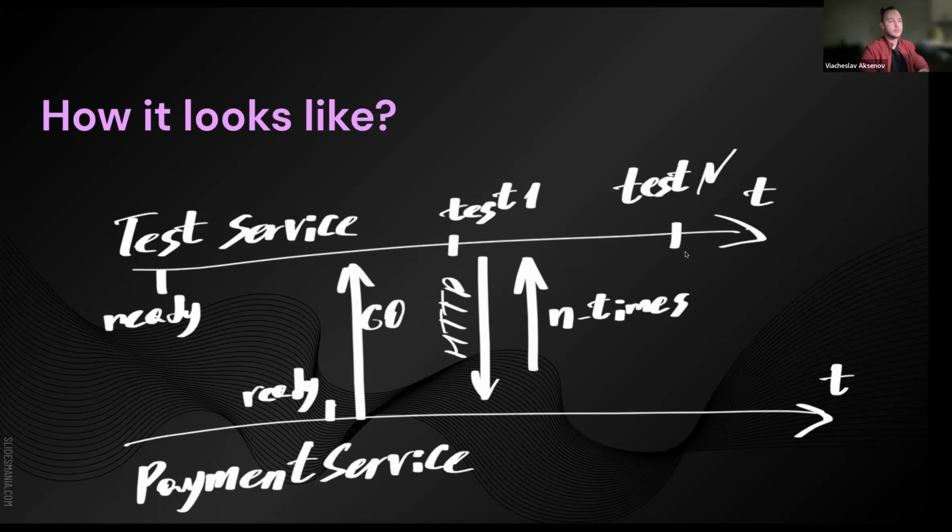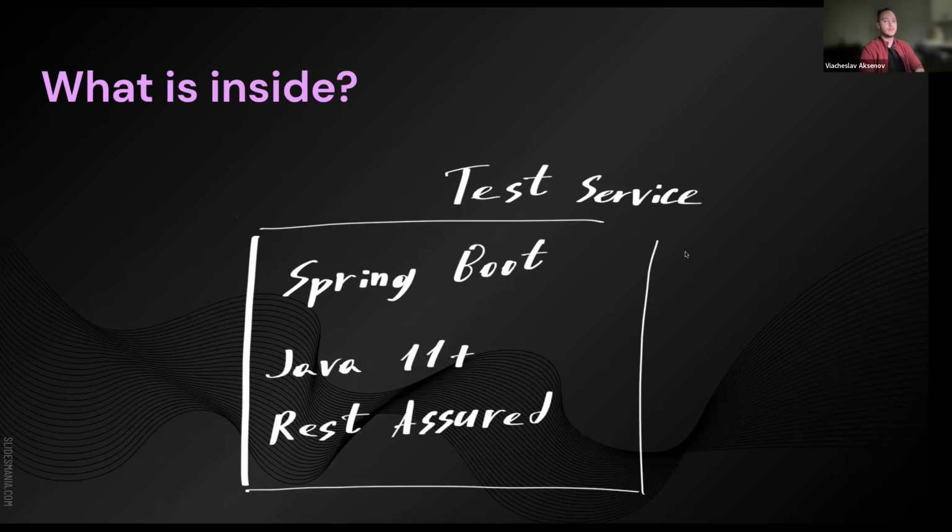So let's proceed. Because the test service is completely separated from the payment service, it is possible to write it using any technology. We chose a combination of Java and Spring Boot, and we used REST Assured as a library to build each test and assert that the response is expected, or maybe provide information that the assert is not expected at this step.